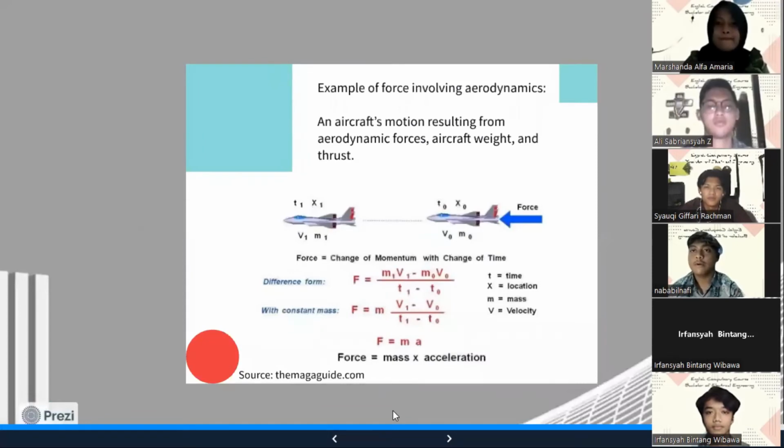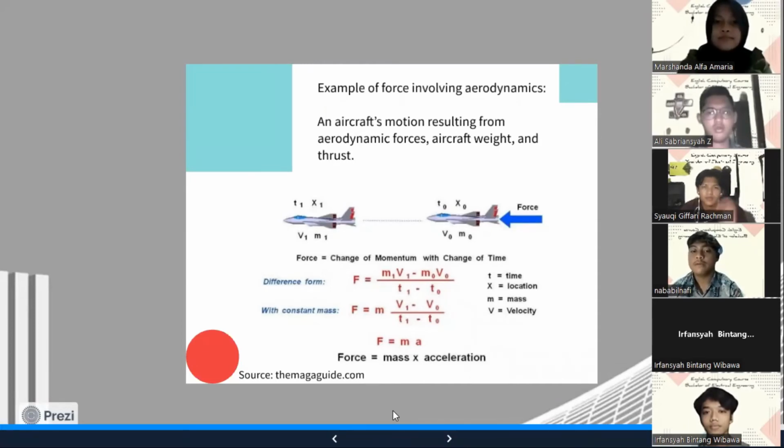Example of force involving aerodynamics. An aircraft's motion results from aerodynamic force, aircraft weight, and torque. This is an illustration of the application of Newton's second law.